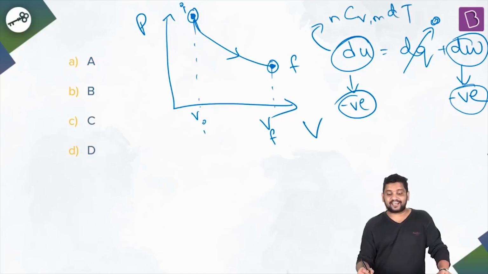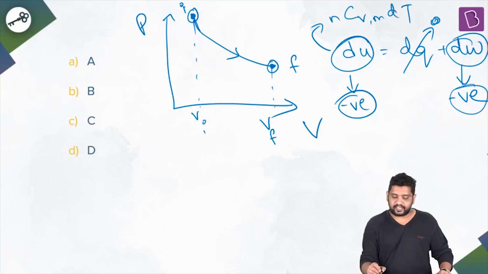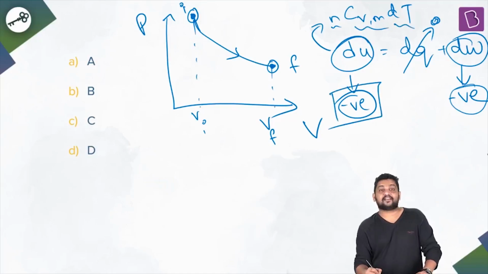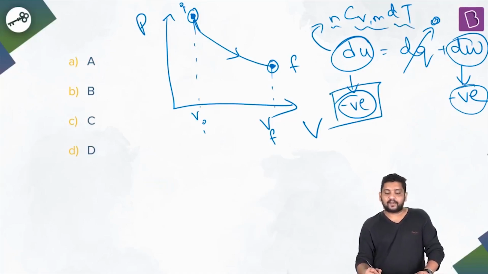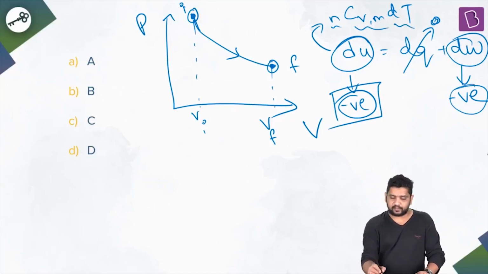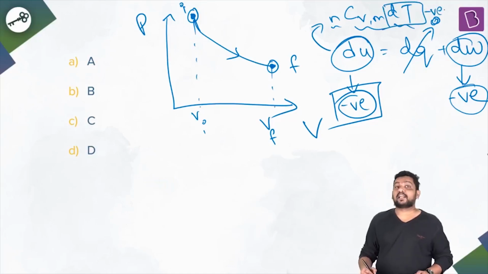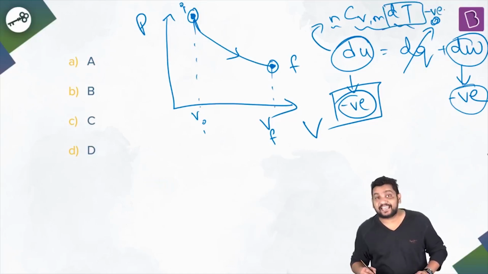So the change in internal energy is n Cv molar dT, where n is the number of moles, Cv molar of course is Cv molar, and dT is the change in temperature. So if dU is negative during adiabatic expansion, because dW is negative, obviously dT also has to be negative. Right? Now, if dT is negative, what does that tell you? Temperature has decreased.